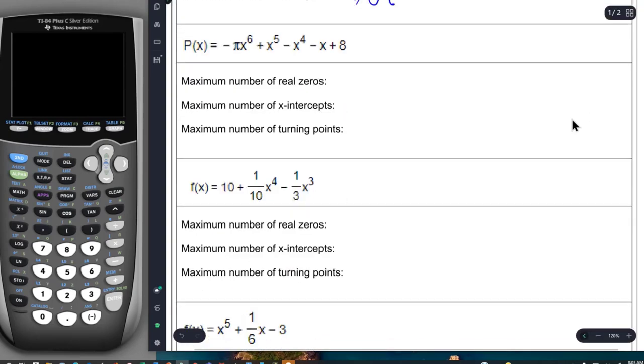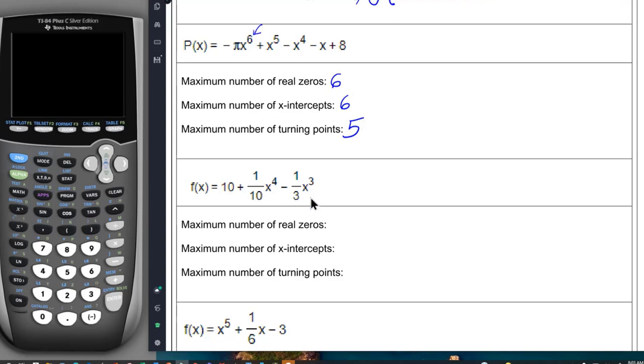Now here we have a nice ugly polynomial function, highest power 6. So we know that the maximum number of real zeros will be 6, the maximum number of x-intercepts will be 6, and the maximum number of turning points will be 5. And so on and so forth.